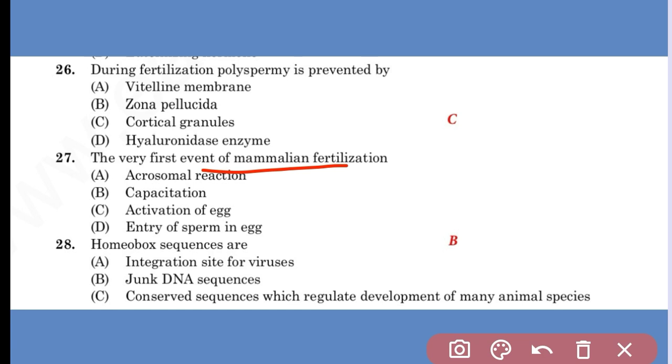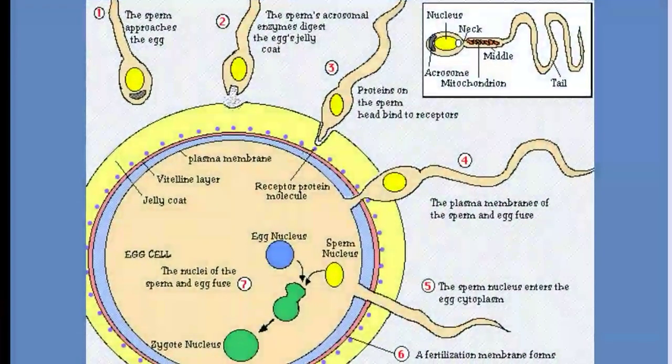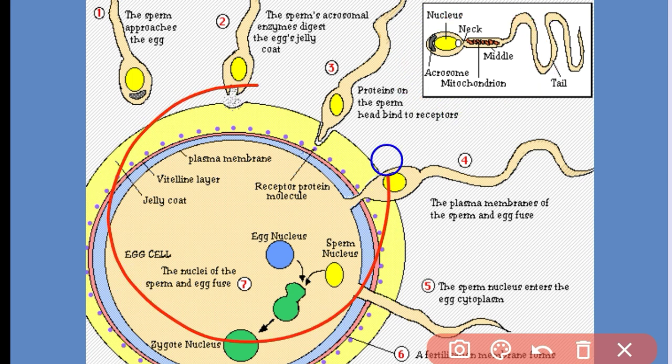The very first event in fertilization is the capacitation. I have one image, have a look at it. Firstly, the structure of a sperm. The sperm is with a head, neck and tail. In the head, there is the nucleus of the sperm. At the top of the head, there is the acrosome. In the middle, there are the mitochondria of the sperm, and this is the tail. This is the overall structure of a sperm, and this is an egg cell.